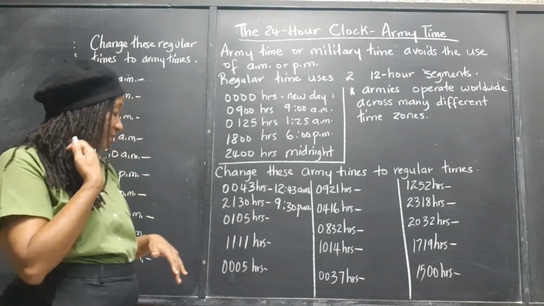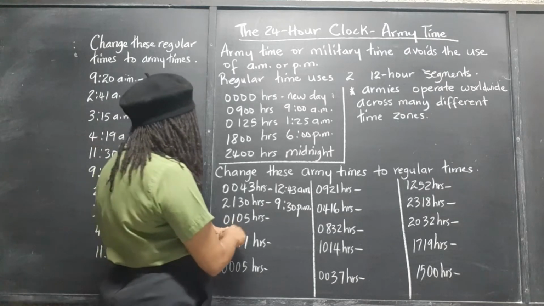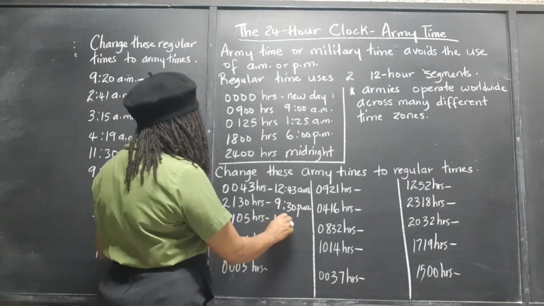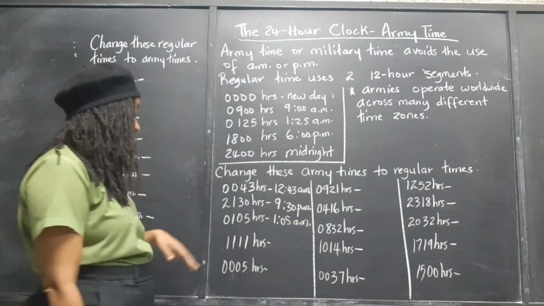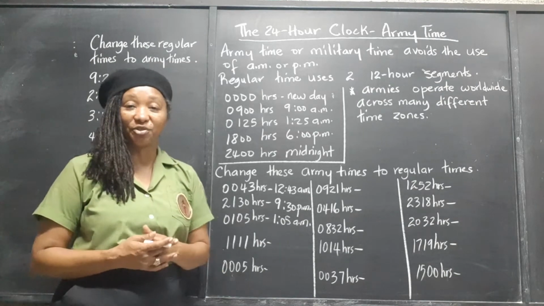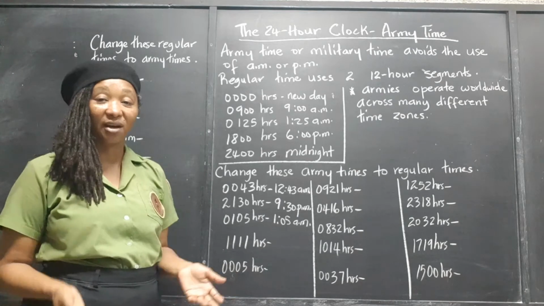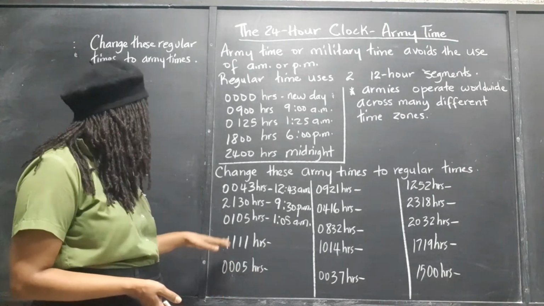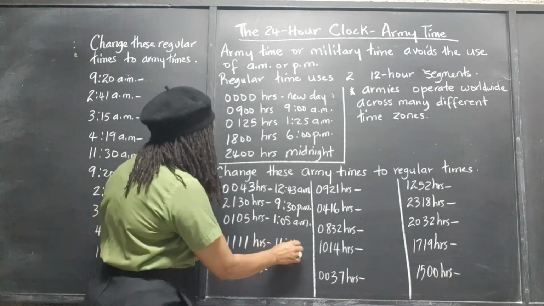0105 hours. So this would be 1:05 a.m. in the morning. Still dark, but it's still morning, as some of the children in my class will say, night morning. Some children call it night morning. Or 11:11, so that's still 11:11 a.m.